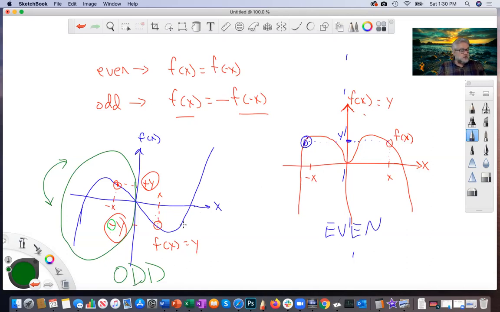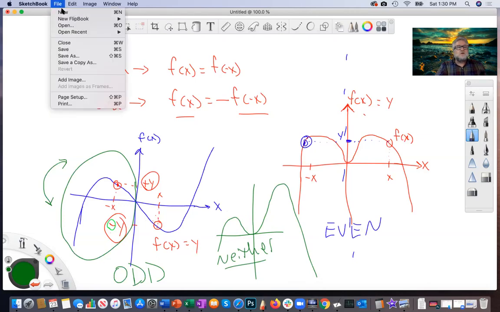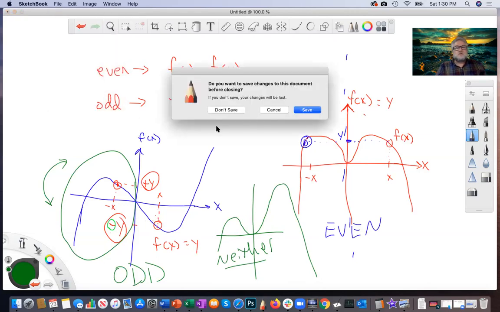So this is what we want to look for in our functions. If we had something that was like that, well, there's no way you're going to flip one side and then line them up. This is never going to line up. This is neither. Okay? Neither, neither, neither. Okay. So now let's look at our functions.